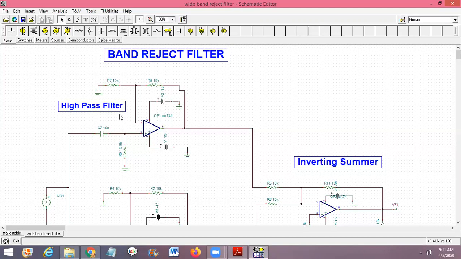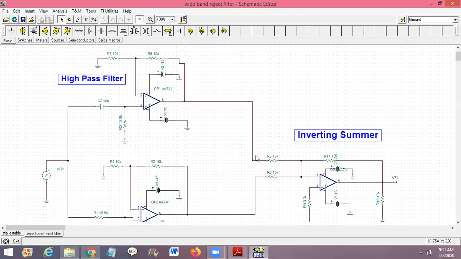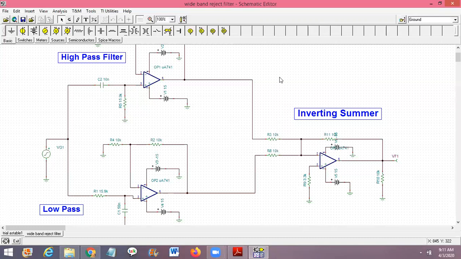Okay. So it basically consists of three blocks, as I told you: high pass section, low pass section and an inverting summer. So this is the high pass section, the low pass section and the inverting summer. The output of the high pass section and low pass section is given to the inverting summer. Okay. So now how does the frequency response of this look?